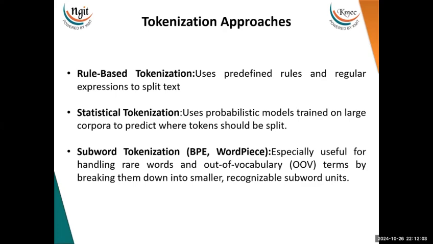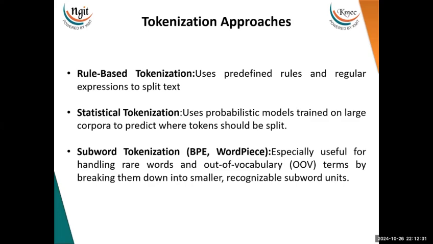Then we talk about statistical tokenization, which uses probabilistic models trained on large corpora to predict where tokens should be split. So statistical tokenization ensures accuracy, and it is also considered to be more flexible and robust than your earlier rule-based tokenization, which we discussed just now. But the only issue is it requires huge data to be trained on, right?